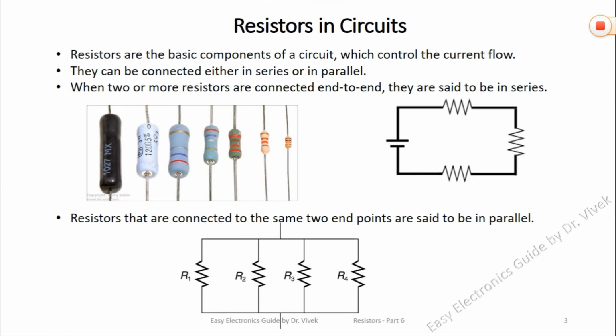Resistors are one of the major components in an electronic circuit which can control the current flow. They can be connected in series or in parallel combinations in a circuit. First we will discuss the series combination and then the parallel combination.